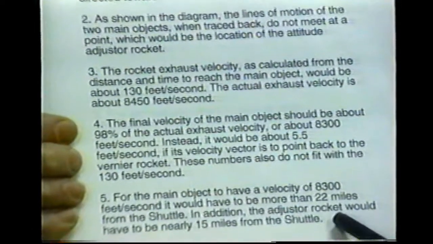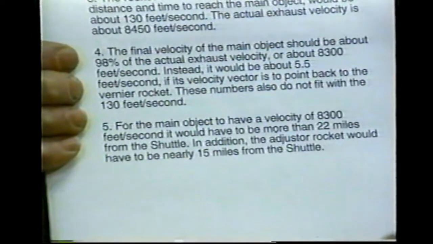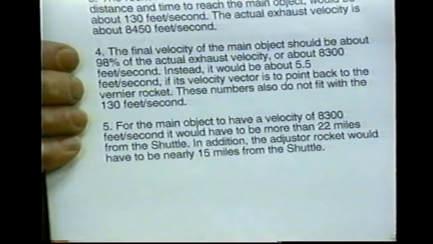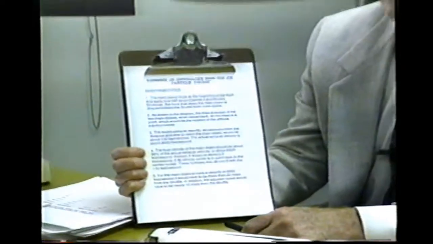And then finally, the proof that we just looked at on the blackboard, if we stick the object out where it has to be to have the proper velocity, it's 22 miles from the shuttle, and it's pushed by a rocket that has to be about 15 miles down from the shuttle. And so when you put it all together, there just is no evidence from at least the film that I've analyzed. There's nothing that I can find in here that even remotely supports an ice particle explanation for this.